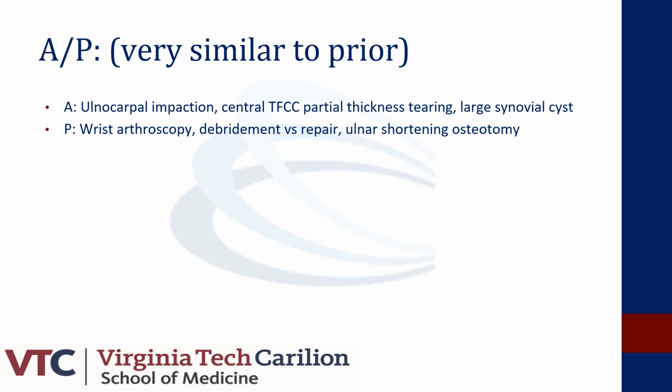So for her second assessment and plan, very similar to prior, she had ulnocarpal impaction, central TFCC partial thickness tearing, and a large synovial cyst. So the plan was, again, a wrist arthroscopy, debridement versus repair of the TFCC, and an ulnar shortening osteotomy.